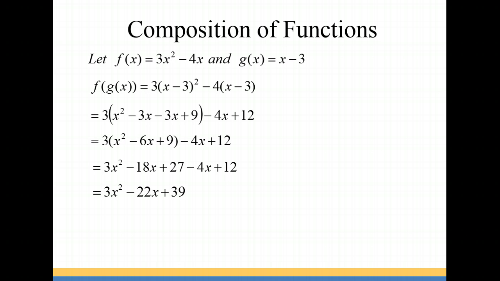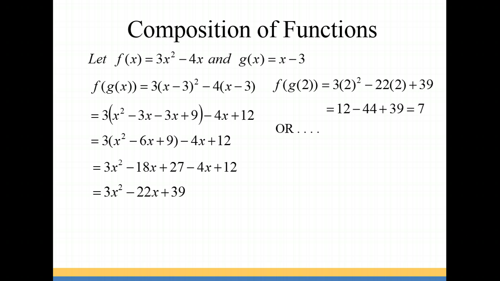Now if we want to evaluate a composition of functions at a certain number, we can simply plug into the composite function that we found here. So we have 3 times 2 squared minus 22 times 2 plus 39, and that will evaluate the composition at 2. So in this case, I got 7.